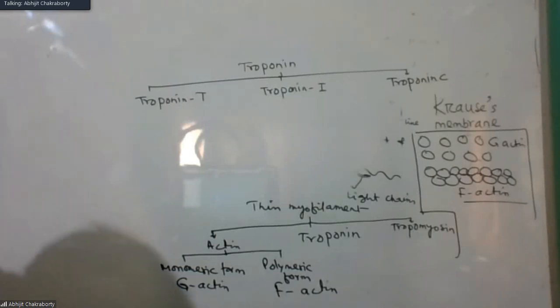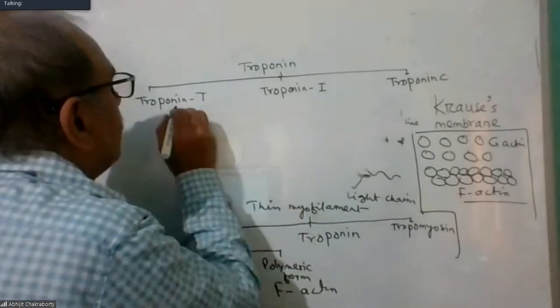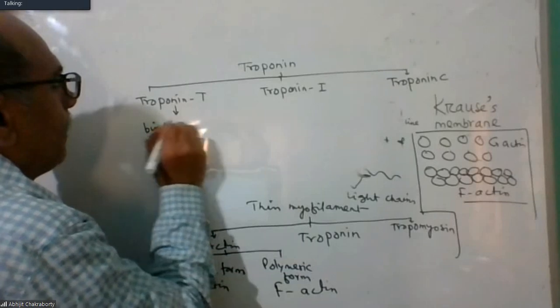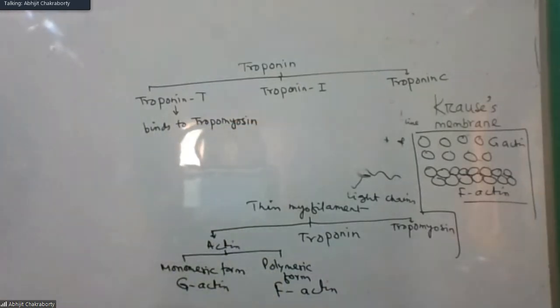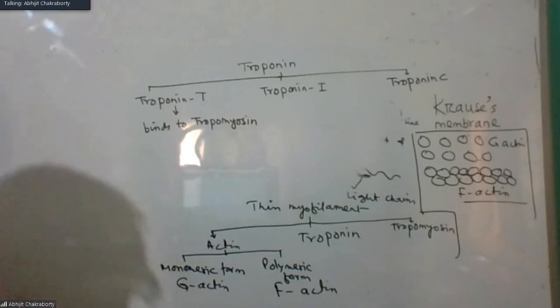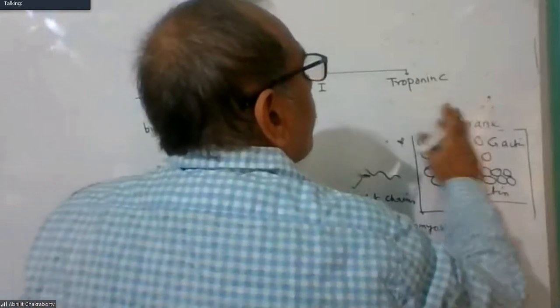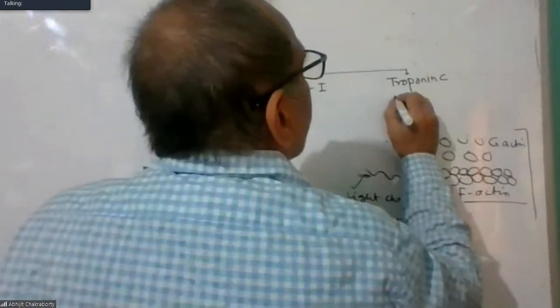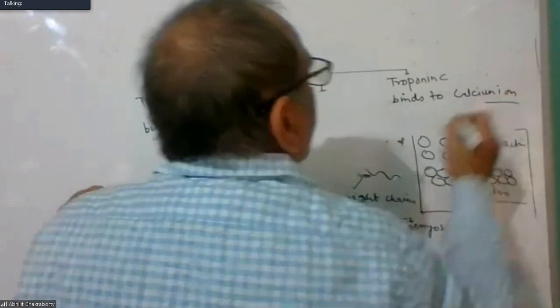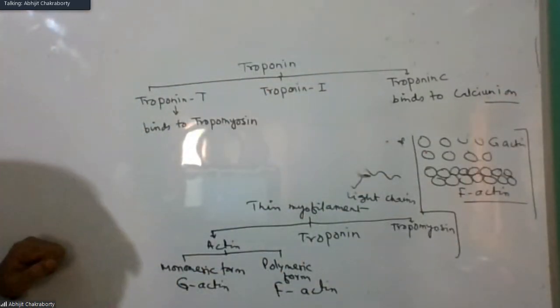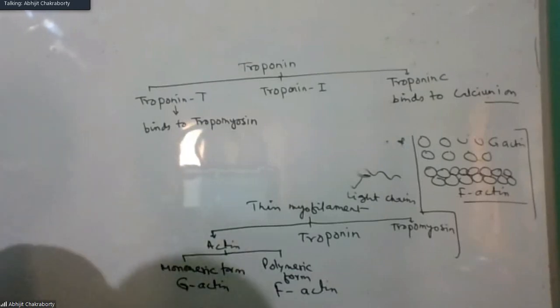Troponin T binds to tropomyosin. Troponin C binds to calcium ion. Troponin I binds to actin.